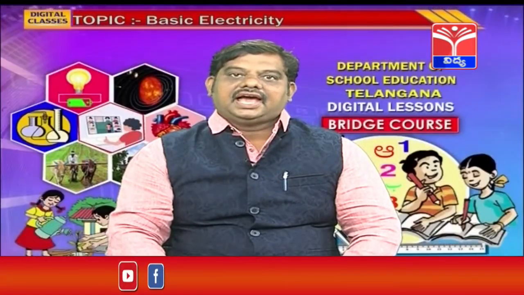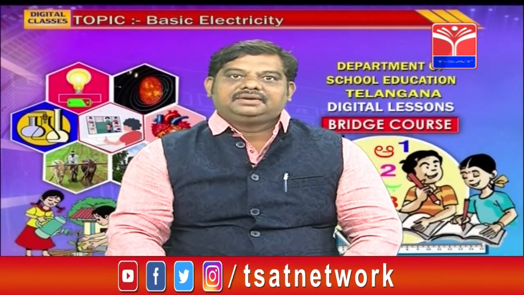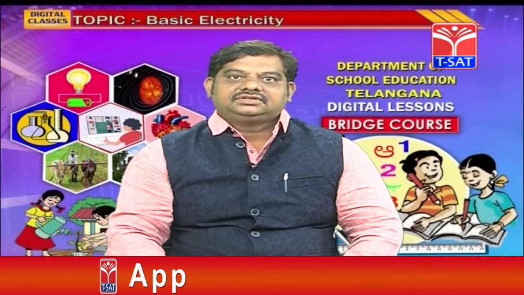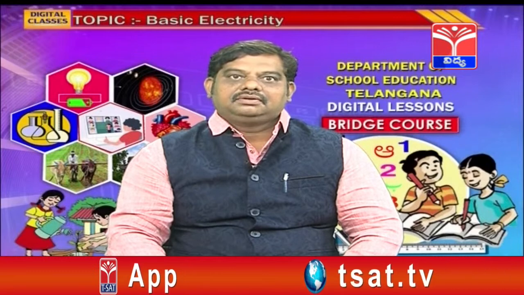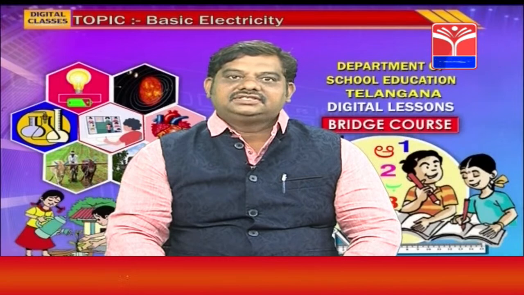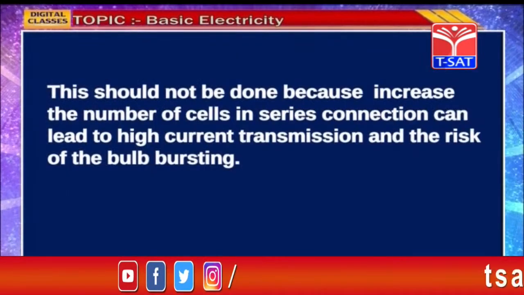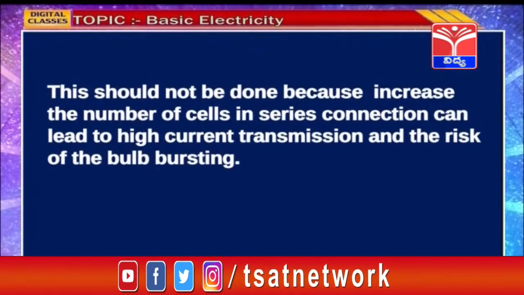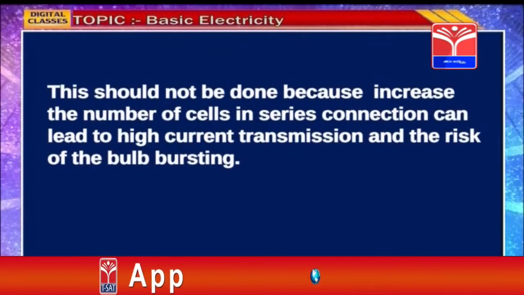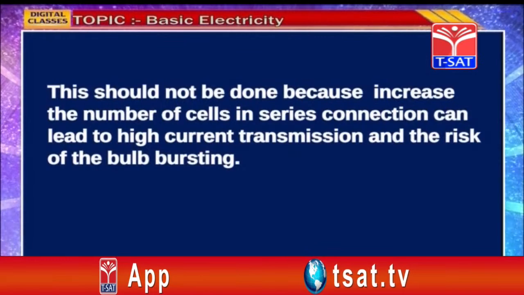Can we connect as many cells as we want to make the bulb glow brighter and brighter? Is there any restriction on how many cells to be used for a given bulb? This should not be done because increasing the number of cells in the series connection can lead to high current transmission and the risk of the bulb bursting.